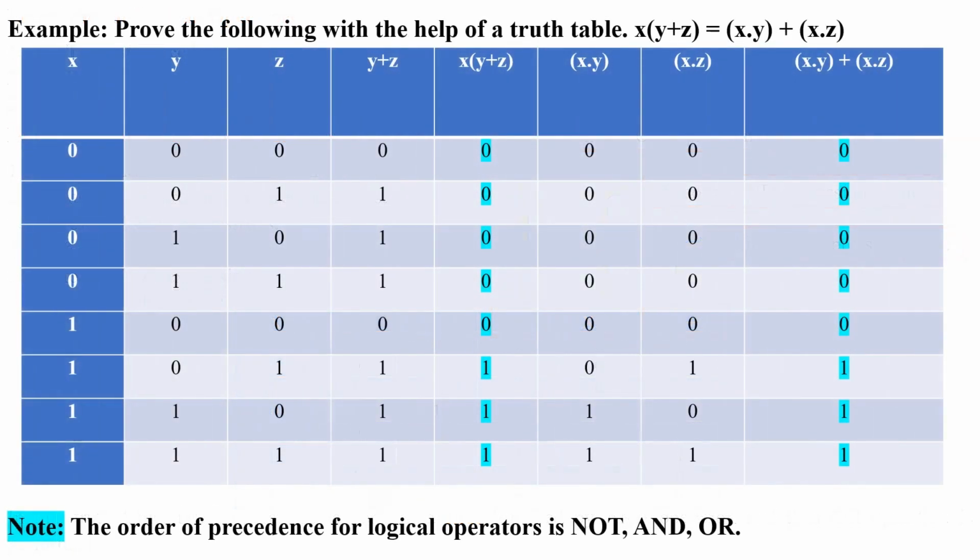Let's prove the following with the help of a truth table. X dot (Y plus Z) equals X dot Y plus X dot Z. First, complete the truth table with the given expression of three variables X, Y, and Z, with 2 power 3 equal to 8 combinations. Fill in the input variable values and perform the logical operations. Here in this table, both the values of X dot (Y plus Z) and X dot Y plus X dot Z are equal. I have highlighted it in blue color. Hence proved. Note that the order of precedence for logical operators is not, and, or.